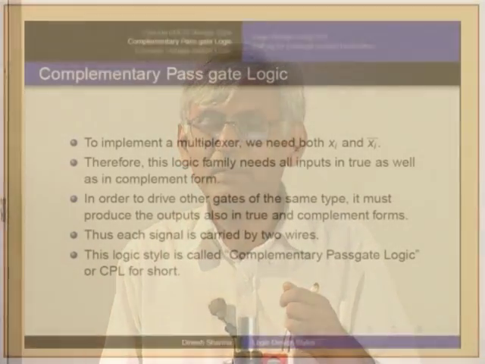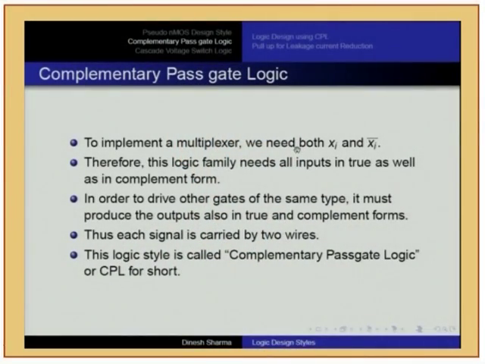So to implement a multiplexer, you need both xi and xi bar. So therefore, complementary, this is the hallmark of complementary logic, that you need both true and complement signal, and you provide both true and complement signal as a result. Okay, so the only difference is that now there are two wires for every logical level. You must take that into account.